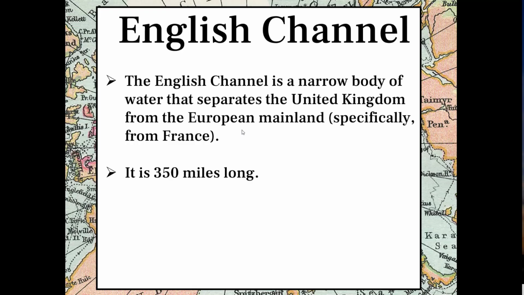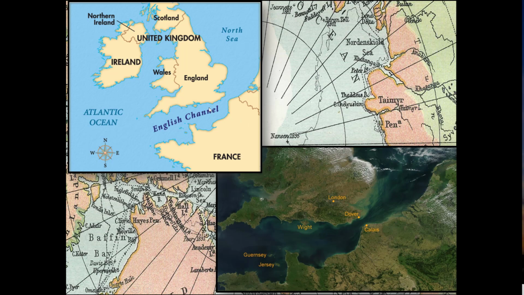Now, the English Channel is a narrow body of water that separates the United Kingdom from the European mainland. Okay, so the main area of Europe, and then the United Kingdom is an island. So it is specifically between the United Kingdom and France that the English Channel runs. It is 350 miles long. In this image, you can see the English Channel here. You can see there's a very narrow place here where it's close to France. There are some wider places as well.